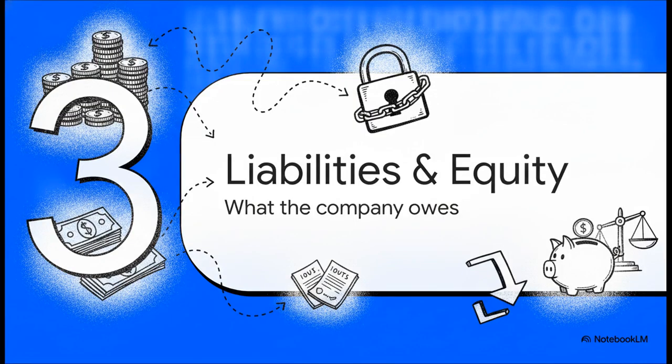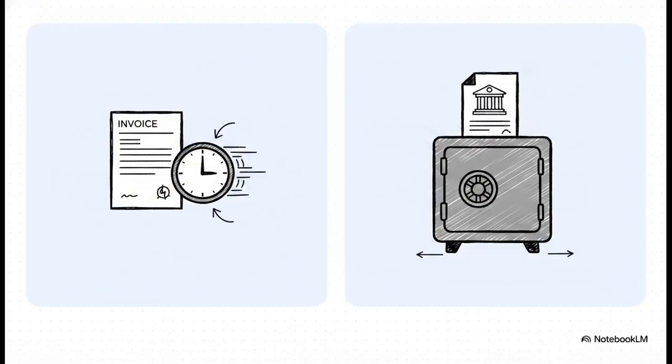Section 3, liabilities and owner equity, what the company owes and what remains. Moving to the other side of our equation, liabilities represent present obligations to transfer economic value in the future. Essentially, it's what the company owes. Just like assets, they are split by that golden 12-month rule. Current liabilities include things like accounts payable and accrued wages, bills due soon. Non-current liabilities are your long-term obligations.